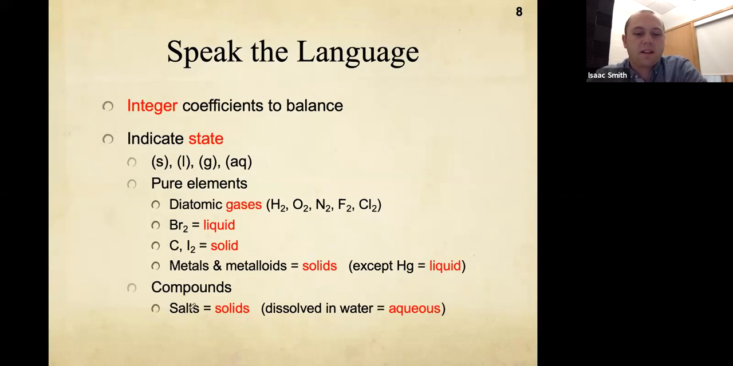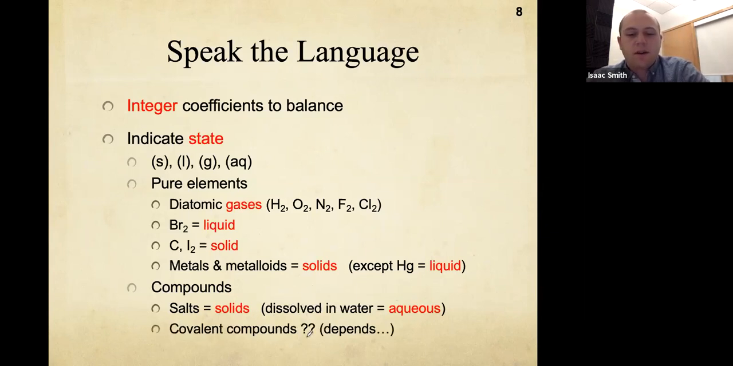And then compounds. If you have salts, they're generally solids, like table salt, right? It's a solid. The exception here is if you dissolve the salt in water. The way you'd know this is the problem would say dissolved in water or something like that. If it doesn't say anything, you might just assume if it's a salt, it's going to be a solid. But if it's dissolved in water, you would put aqueous. So look for those hints. If it points out that it's dissolved in water or that there's water in the reaction, you would write aqueous. Otherwise, put salt or solid.